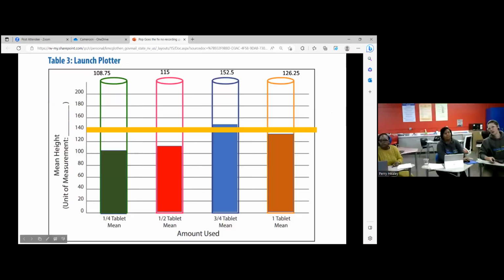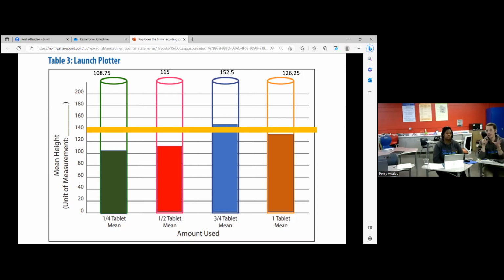Okay, so after we have that table, we've gone over all of the averages. I typically have students graph the data using a bar diagram. You'll see that on the board. Now, I've already filled this one out for us. You'll see that the green bar represents 1/4 of a tablet, the red bar 1/2, all the way to the full tablet.